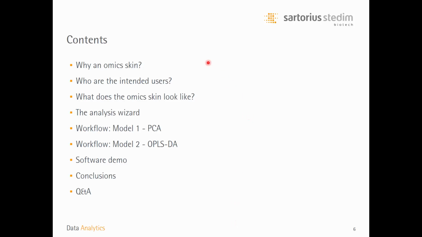Here we have an outline of today's presentation. First of all, we're going to dwell a moment on why we have developed an Omics Skin, and who we think are the intended users. We will then familiarize ourselves with the Omics Skin. What does it look like? At the heart of the Omics Skin, we have an analysis wizard. The analysis wizard can be understood as a guided workflow, and the guided workflow will guide the users towards accomplishing two types of data analytics models. The first model is the so-called principal component analysis model, PCA for short. The second model is an OPLS discriminant analysis model, or OPLS-DA for short.